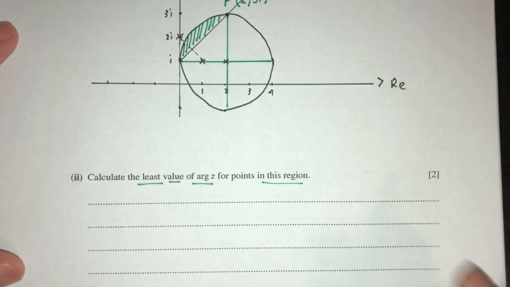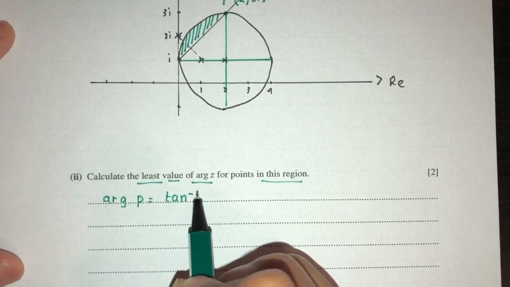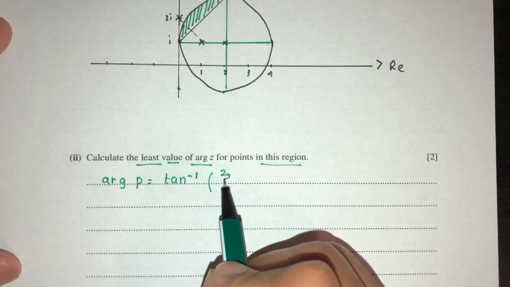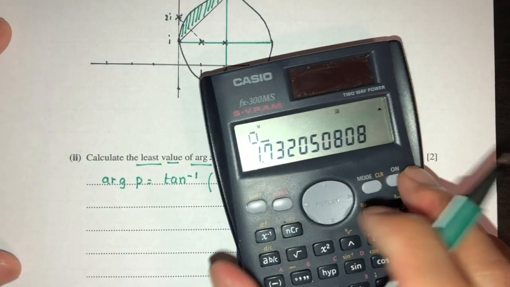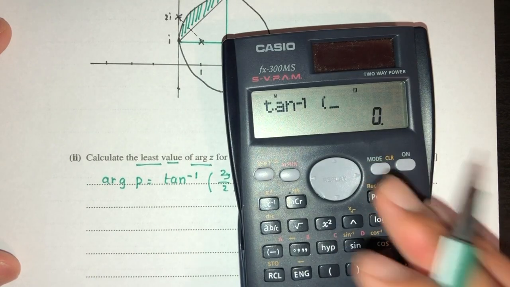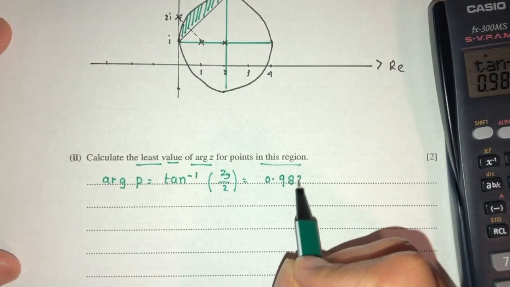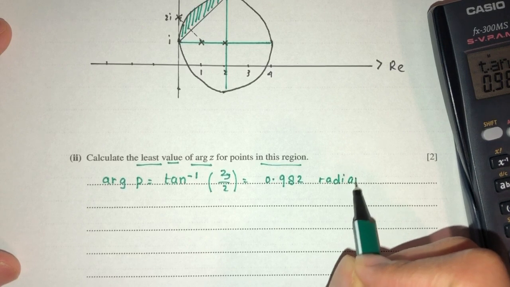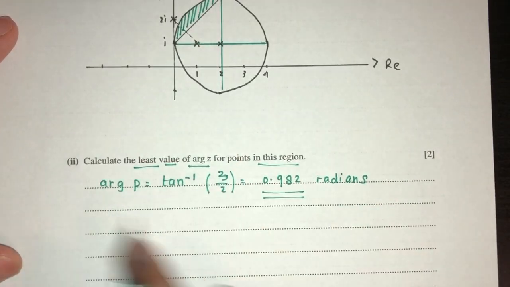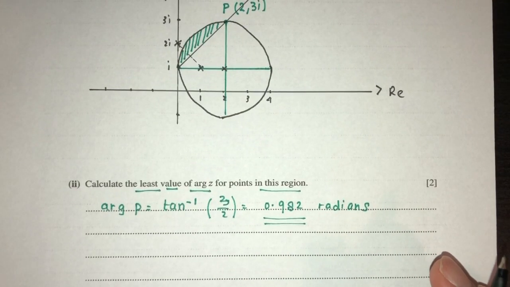To find the argument is pretty easy. The argument of the point P should be tan inverse of 3 over 2. We have to use radians. 3 divided by 2, that should be 0.982 radians. So by showing this, you can definitely say that is true. And that will be your question for number 10. That was the last question of this paper.